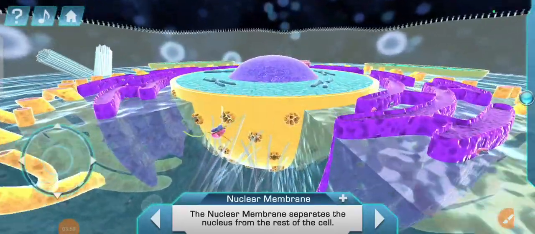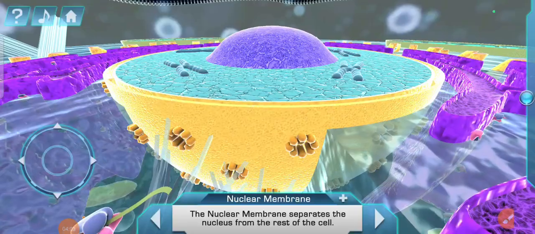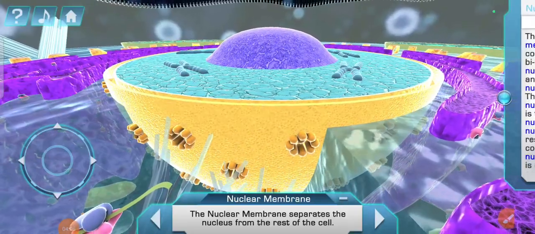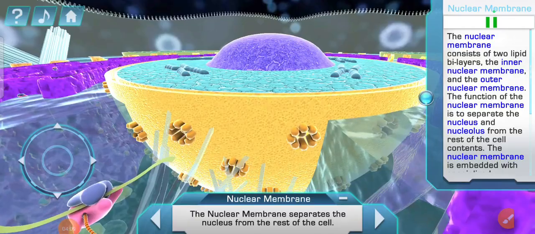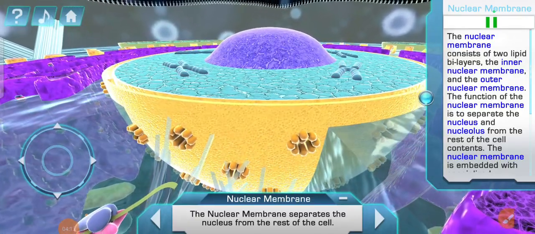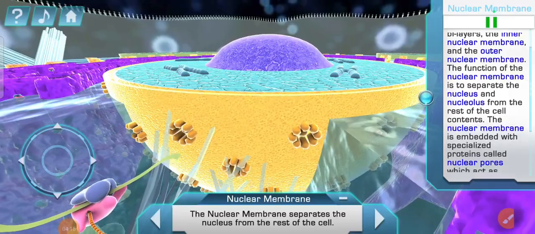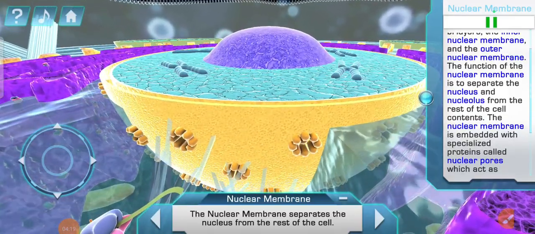Now, we will discuss the nuclear membrane. The nuclear membrane separates the nucleus from the rest of the cell. The nuclear membrane consists of two lipid bilayers, the inner nuclear membrane and the outer nuclear membrane. The function of the nuclear membrane is to separate the nucleus and nucleolus from the rest of the cell contents.